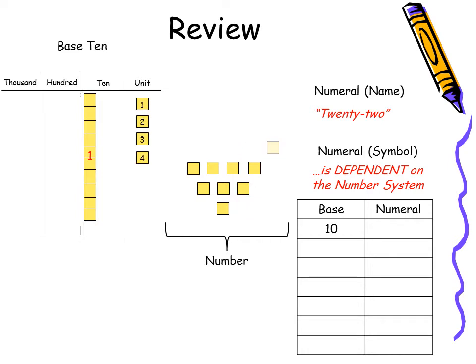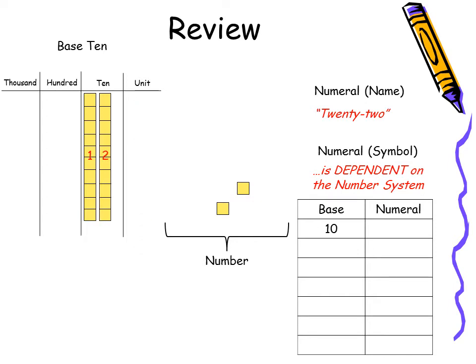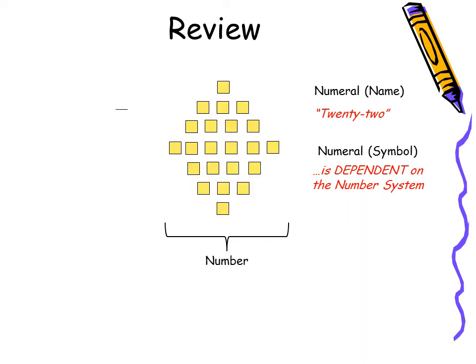Then I'm going to add another one: 11, 12, 13, 14, 15, 16, 17, 18, 19. Again, I cannot have more than 9 groups of 1. So if I were to add another one, that would be a 10. Then I have 20, 21, and 22. Looking at my place value system, I have 2 groups of 10 and 2 groups of 1. So the numeral in base 10 that represents 22 would be just that.